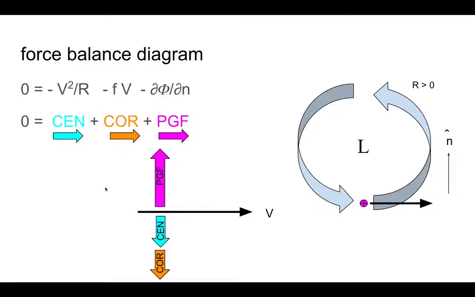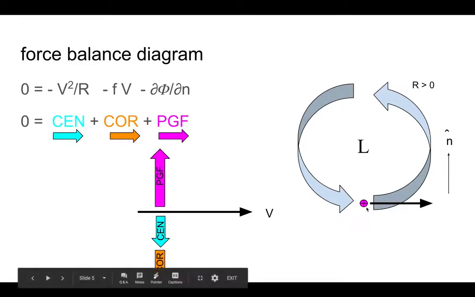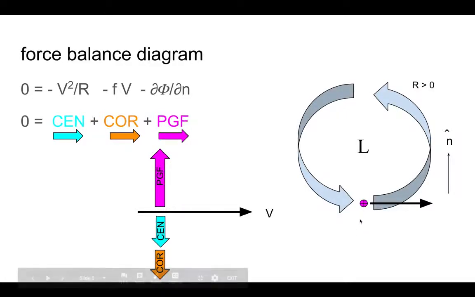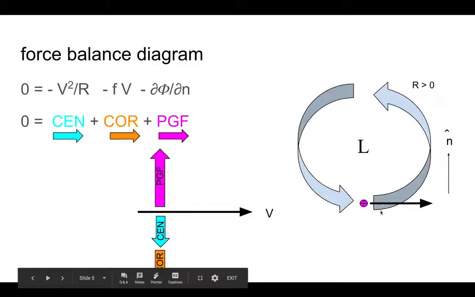And so our force balance diagram should end up looking something like this. We will note the orientation of the rotation or the turning. And again, in this situation, it's counterclockwise, which is a positive R. We'll note the sense of the pressure gradient. And so in this case, lower pressure is to the left, so the pressure gradient force should also point to the left. And Coriolis will go to the right in the northern hemisphere. Centrifugal will go outward from the turning.